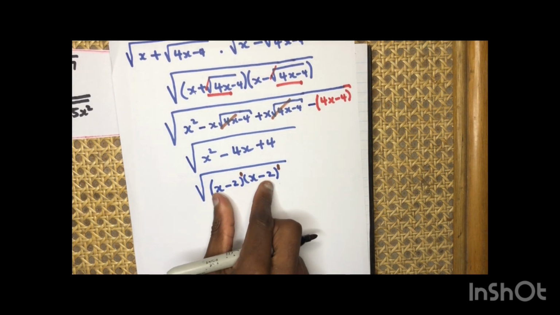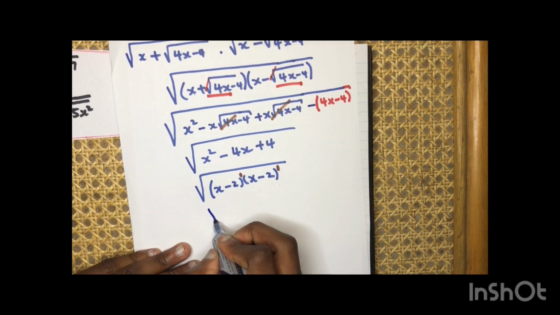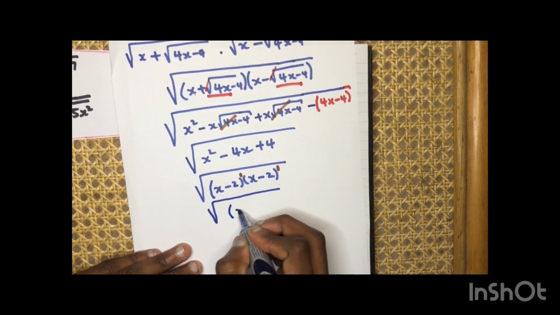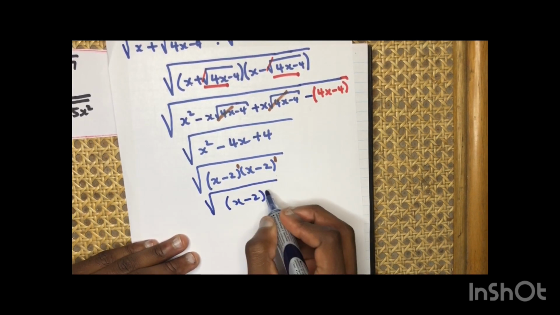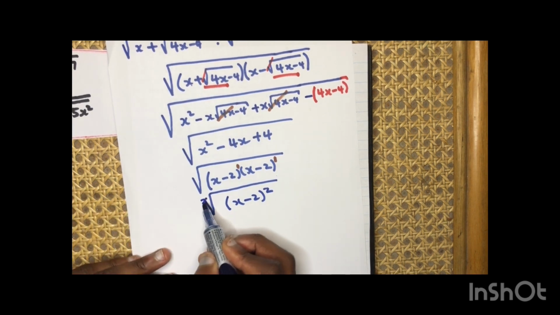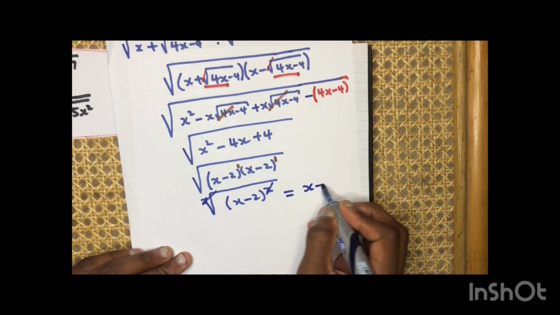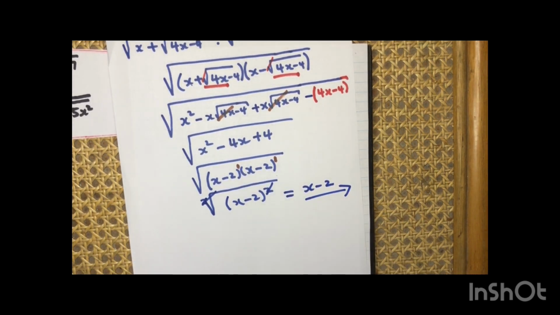Now the bases are the same. You're going to take one base and add the exponents. So if I take one base here, I'm going to have x minus 2, then 1 plus 1, we get what? 2. So this will cancel this one. So here our final answer is going to be x minus 2. So that's your final answer.